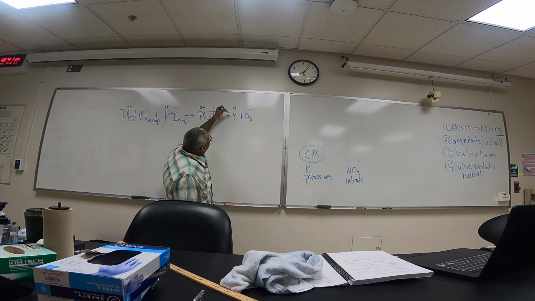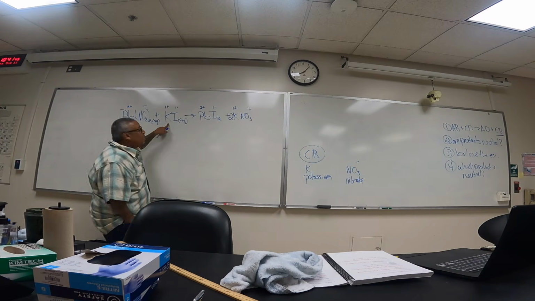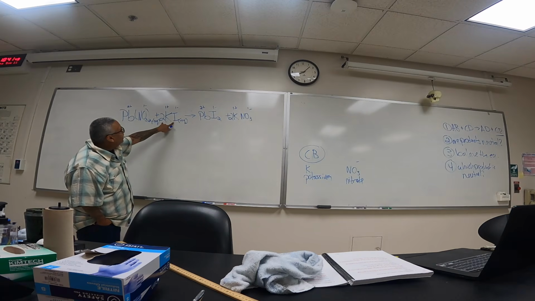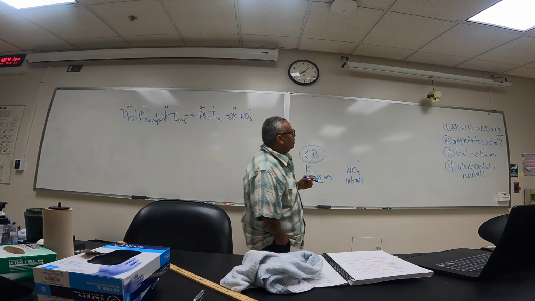So what number can I put in front here? We put a 2 here, but that changes potassium. I have 2 here now, and over here I only have 1, so what do I put in front? That means I have 2 iodide, and over here I have 2 iodide, so we're balanced.